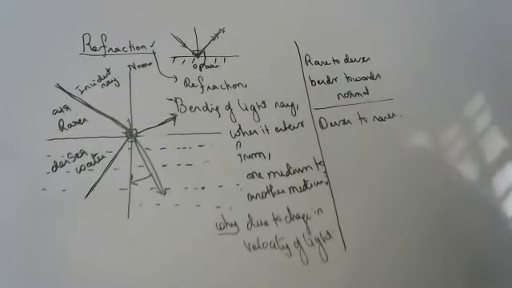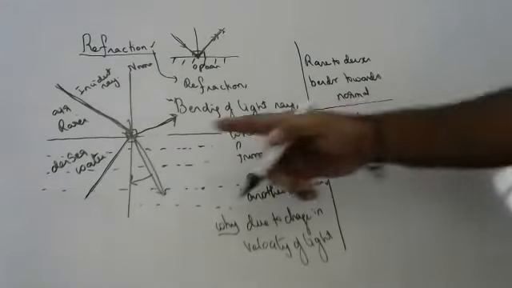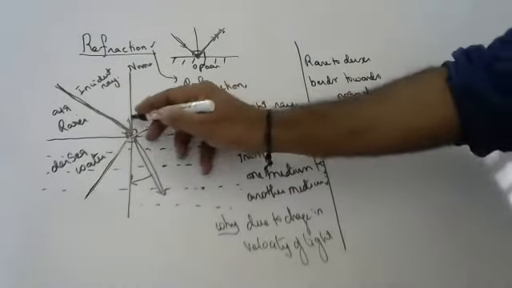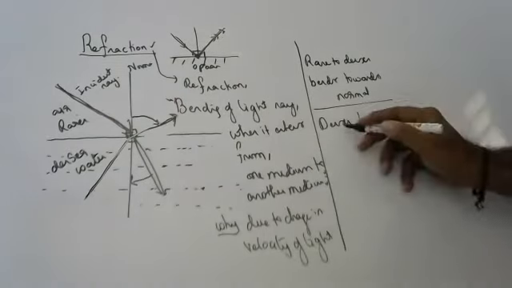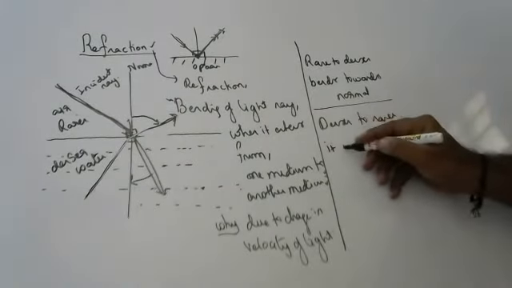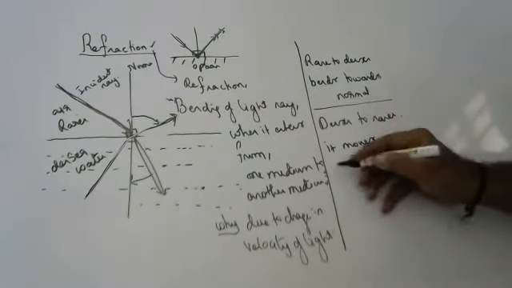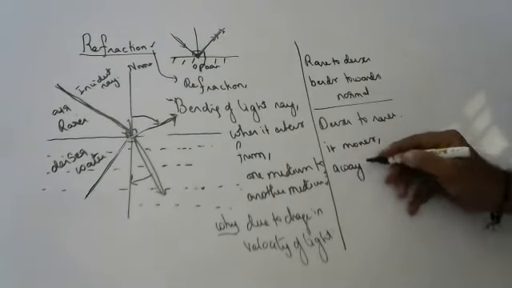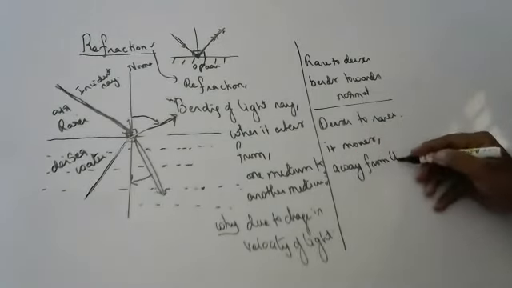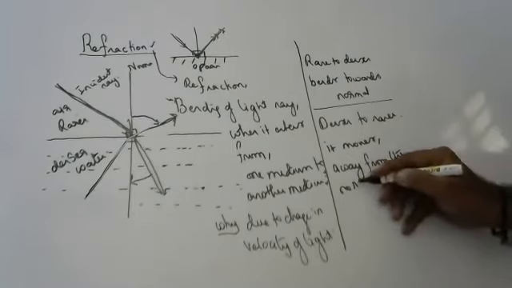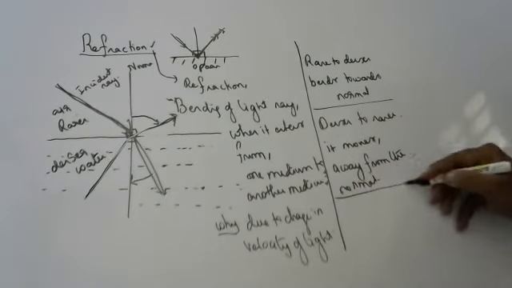When a light ray goes from denser to rarer, children, it goes away from the normal. Try to understand, children. When a light ray goes from denser to rarer, it moves away from the normal.